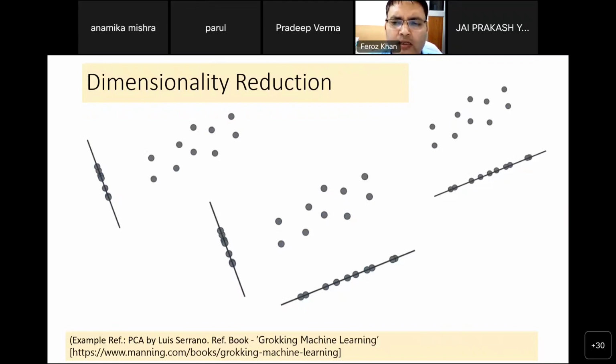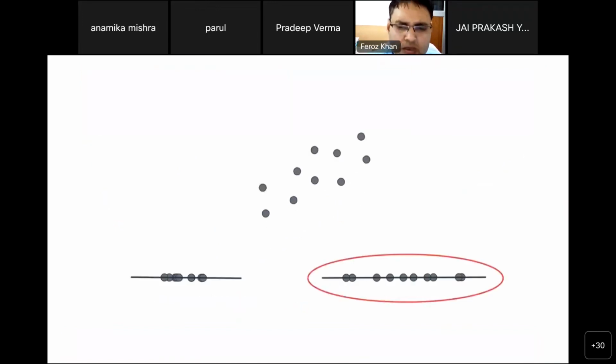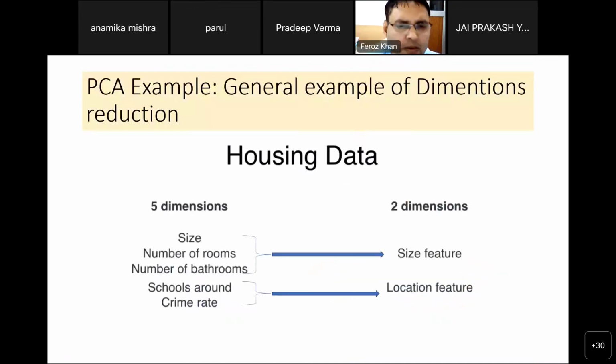You can just compare the axes y and x, and you see the distance is higher in the x-axis, so we select it. That is the beauty of PCA. So we cut down the dimension here.